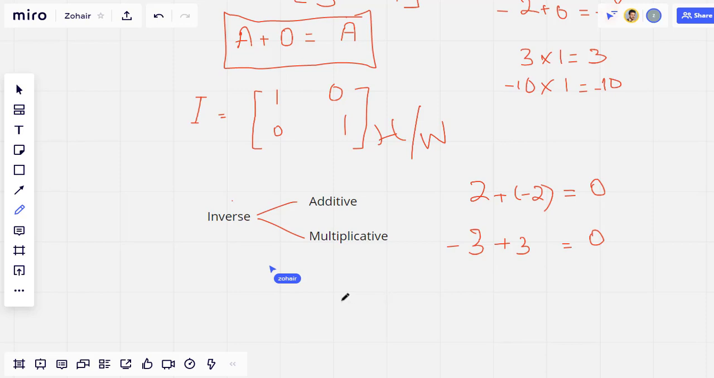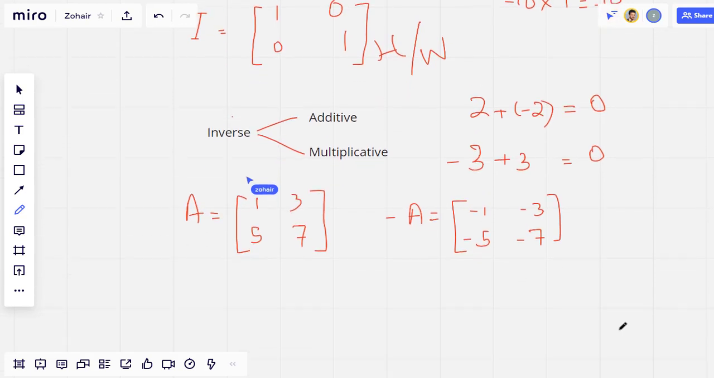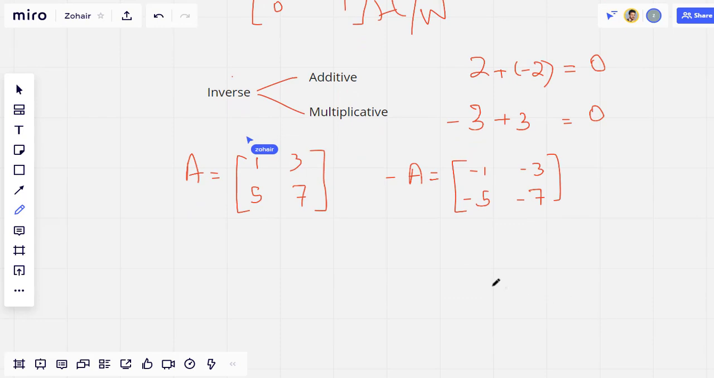Now for matrices, let's say we have the same matrix again, matrix A: 1 3 5 7. Now the additive inverse for this matrix would be minus A. So minus 1, minus 3, you just change the signs of all the elements in the matrix. Minus 7, just like that. So that's the additive inverse for matrices.